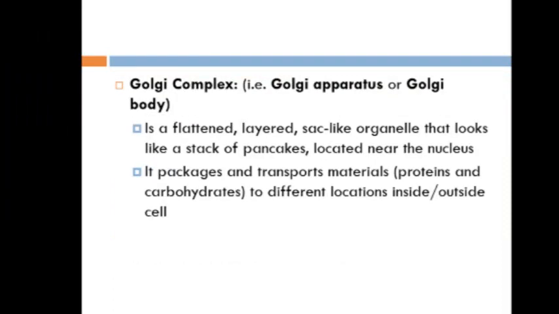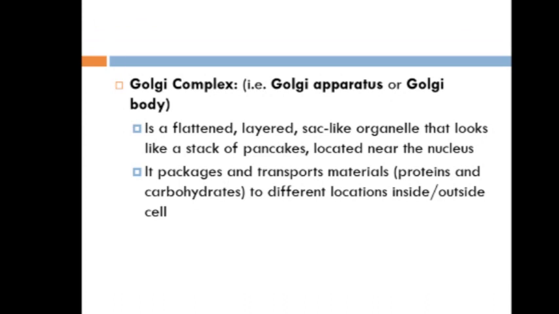Also there is the Golgi apparatus. We call it Golgi Complex, but it has other names. You can call it Golgi apparatus or Golgi body. Golgi body is a flattened, layered, sac-like organelle that looks like a stack of pancakes located near the nucleus. Hapa ana try to describe the structure yake. So when you read back on the diagram you can appreciate kama ipo flattened, ipo layer, sac, yani inside hamna kitu. Inalook like a stack of pancakes located near the nucleus.